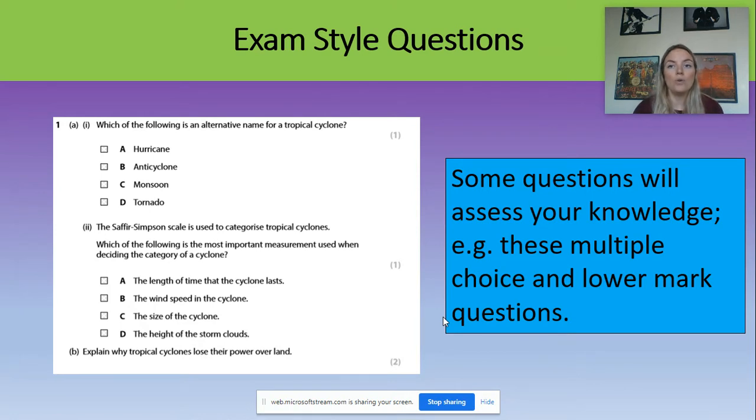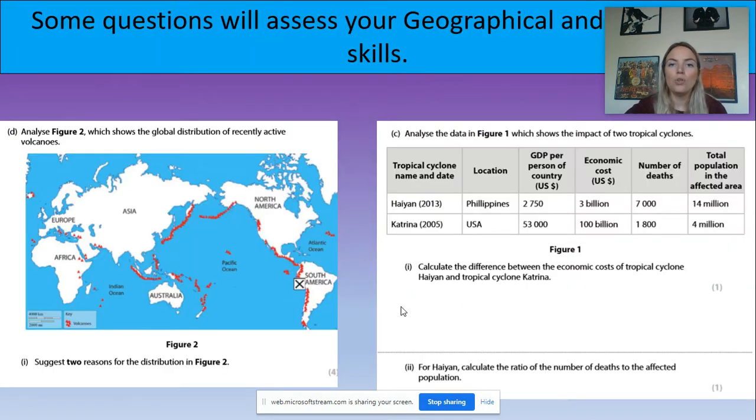There's no potential answer here or here. It is a right or wrong answer. You just need to know this information. You will also be required to have some good numeracy skills and obviously some good geographical skills.